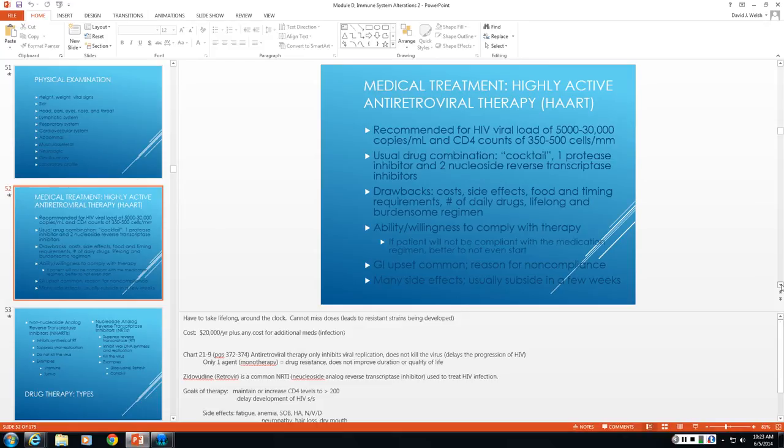Now, medical treatment. Those who are diagnosed are going to have to take lifelong, around-the-clock medications. They can't miss any doses because this is going to lead to resistant strains being developed if they do. The cost is usually about $20,000 a year, plus any cost for additional meds because of infections that might be going on.